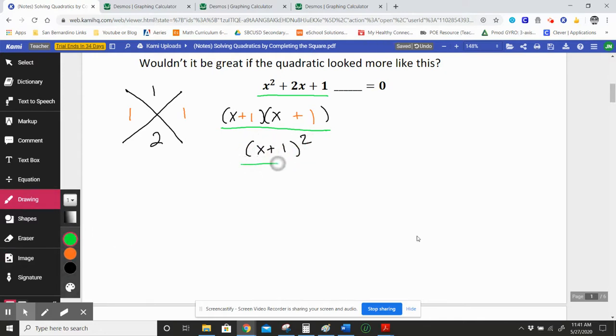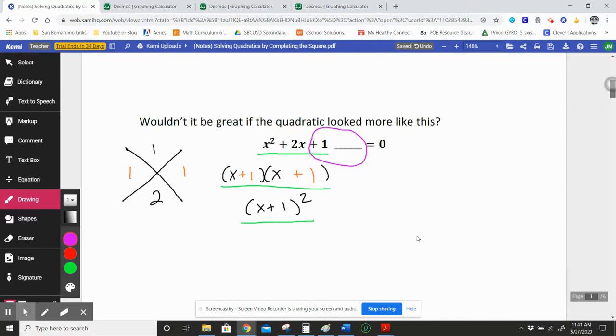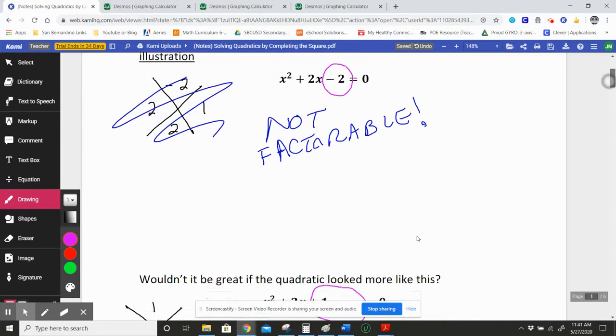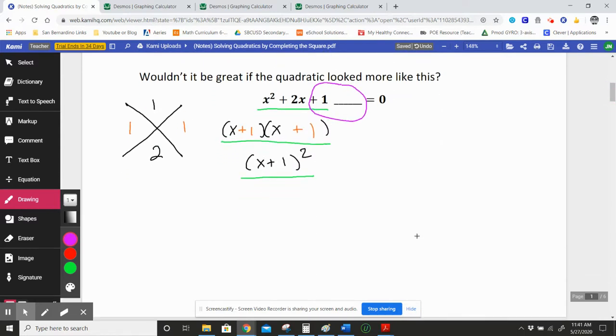So why am I talking about this? How does this even help us in the first place? All that completing the square is doing is turning something that is not factorable into something that is factorable. And it's not really that hard to do. Right now it's a positive 1, so it's x squared plus 2x plus 1. However, we wanted it to be x squared plus 2x minus 2. It shouldn't be that hard to convert that positive 1 into a negative 2. All I have to do to convert that positive 1 into a negative 2 is just subtract 3.